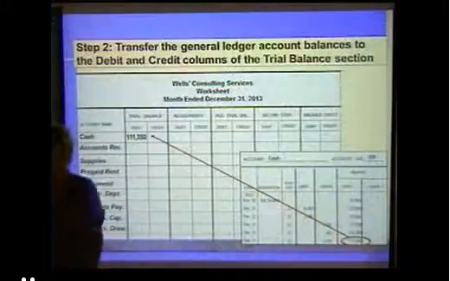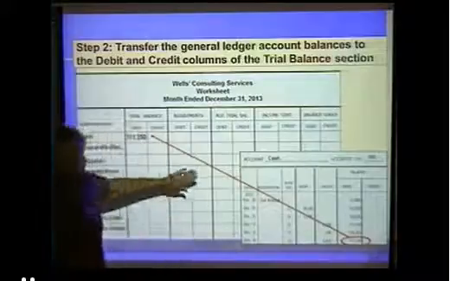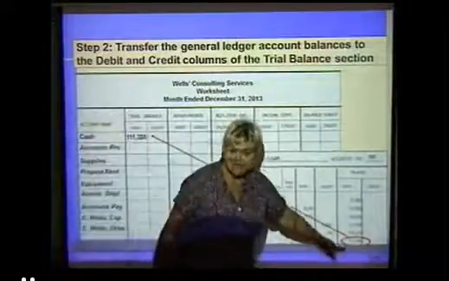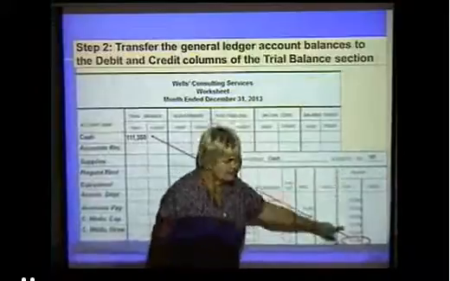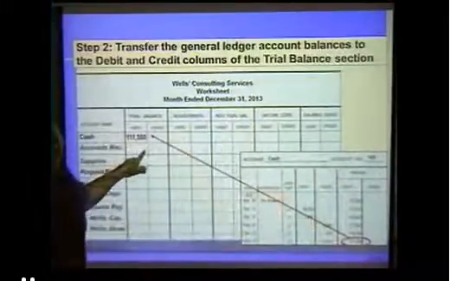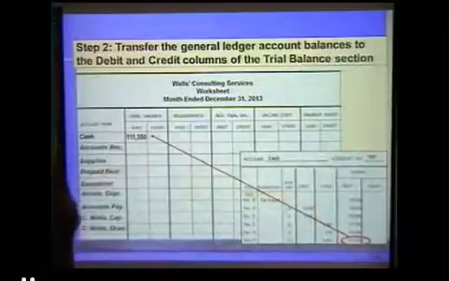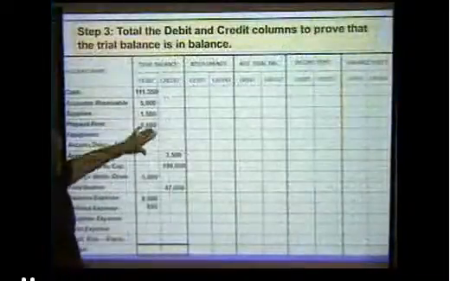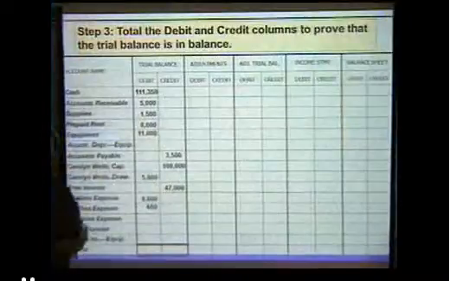Okay, so what we do is we go to our trial balance section, go to each one of our ledger sheets. Here's our ledger sheet, right? Find the balance. What column is it in? That's the debit. Take the balance, write it in the debit column. Everybody okay with that? And we go all the way through and we enter each one of our balances.